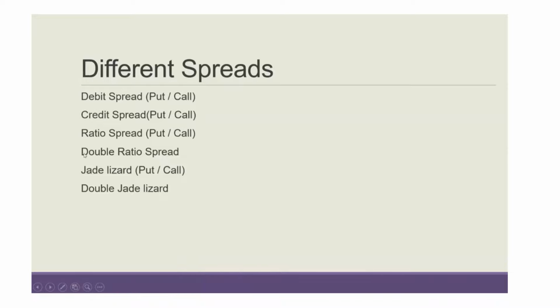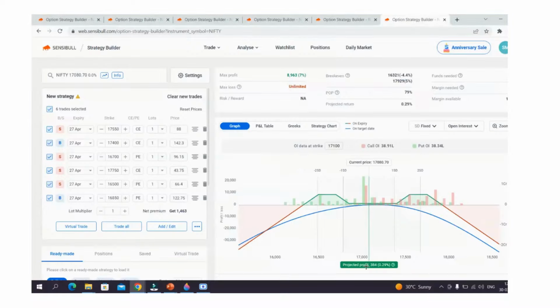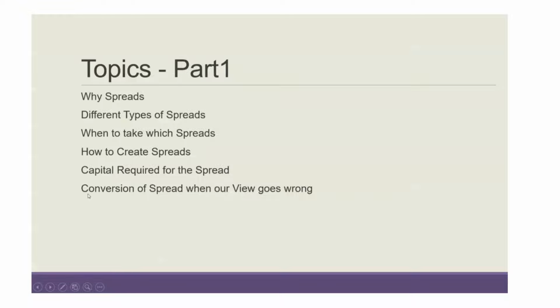So I think we have discussed all the 6 strategies, and coming to this, we have seen when to take which spread, how to create the spreads, capital required, and if you want to hedge the unlimited loss side, I mean this side, if you hedge these legs, the capital required will be reduced further. Okay, and what else? We have seen how we convert one spread to another spread when our view goes wrong.